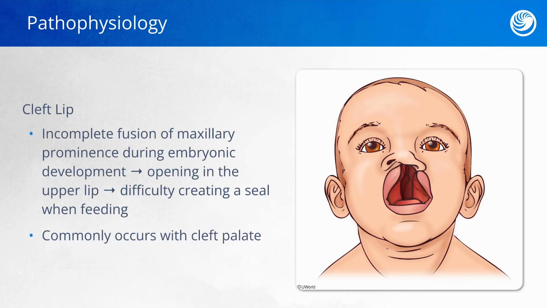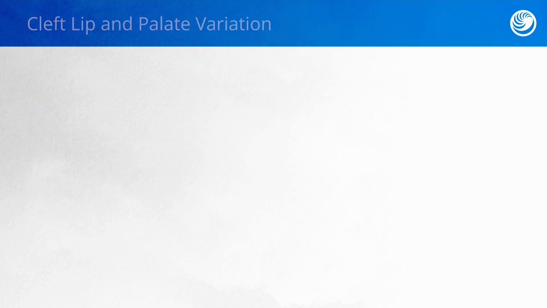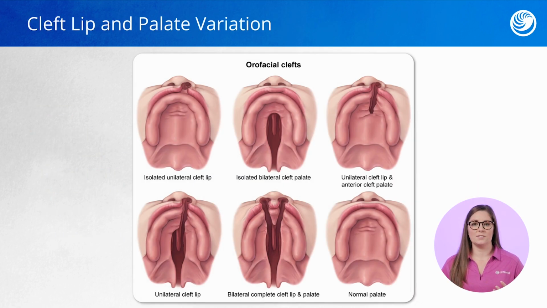Cleft lip and cleft palate can commonly occur together, but can also occur separately. As you can see in this diagram, cleft lip and cleft palate can occur or present in many different variations. We can have unilateral or bilateral presentation.